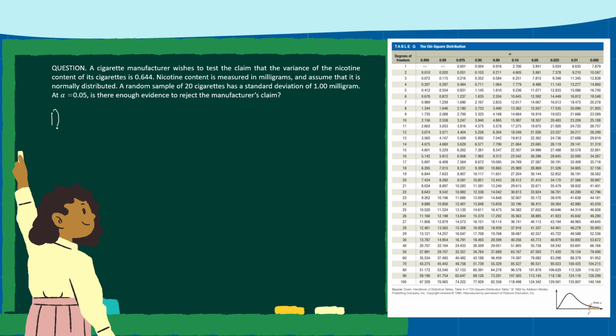So step 1, we have to state our null hypothesis. We have to test the variance. So the variance is equal to 0.644. And since this is stated here, this would be our claim. And our H1 is that the variance is not equal to 0.644.